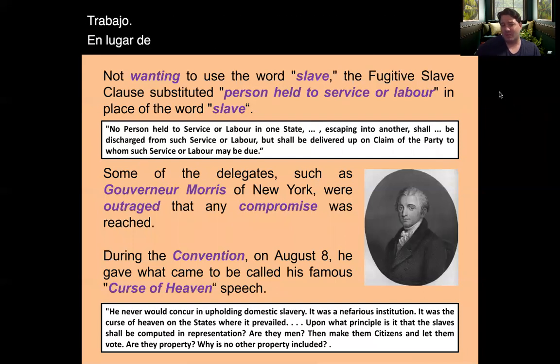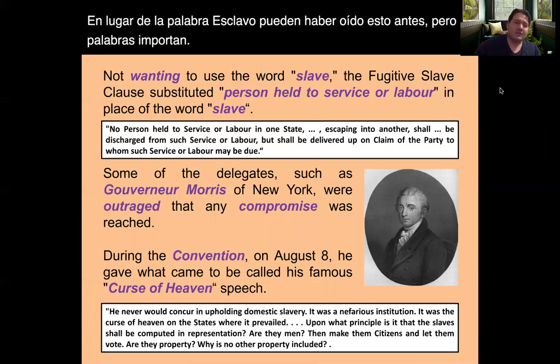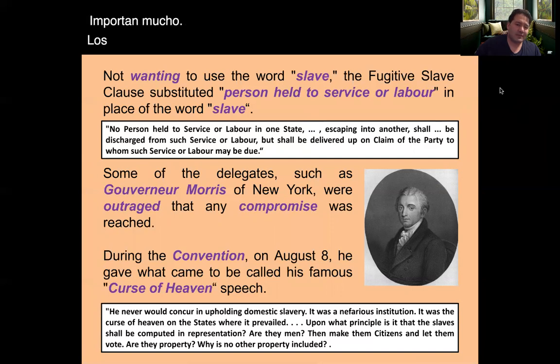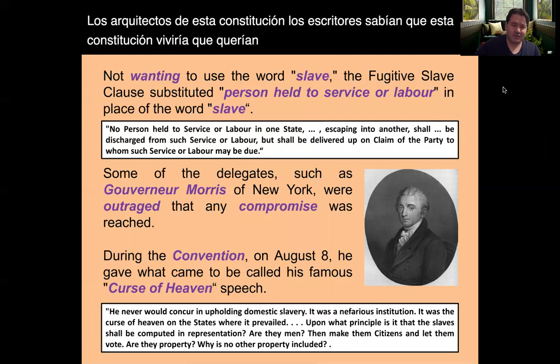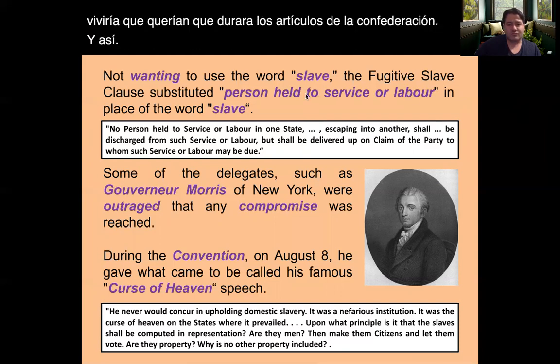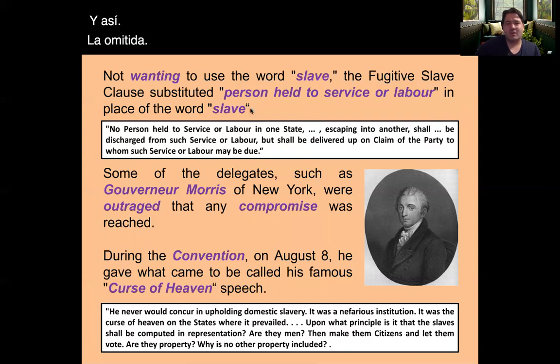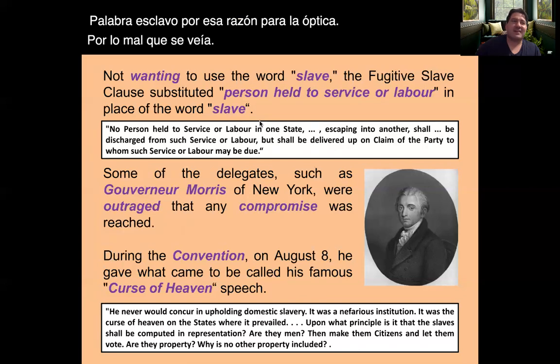You may have heard this before, but words matter. They matter a lot. The architects of this Constitution, the writers, knew that this Constitution would last. They wanted it to last. The Articles of Confederation didn't. And so they leave out the word slave for that reason, for optics, because of how bad it looked on this document encapsulating all these ideas of freedom and equality.